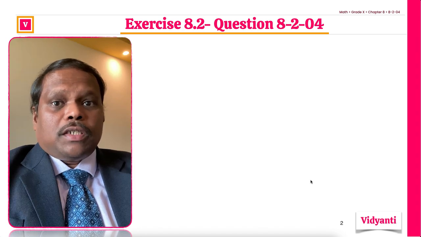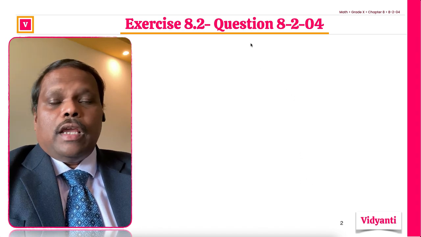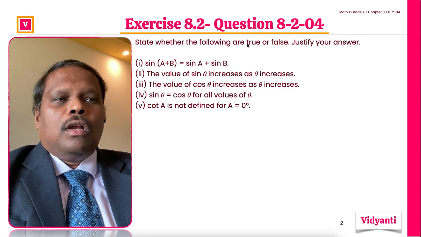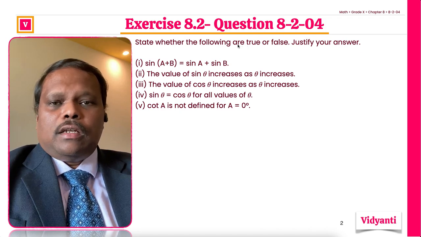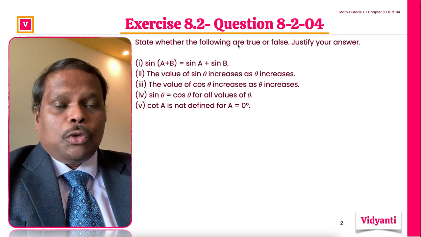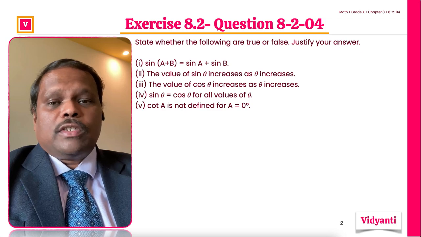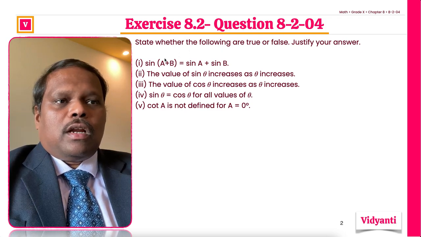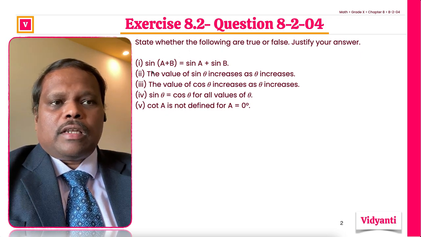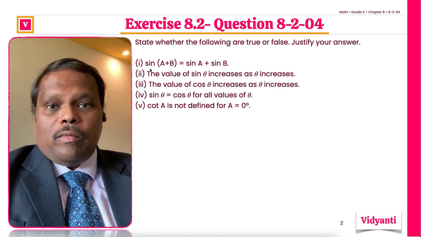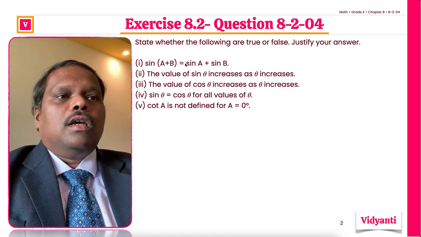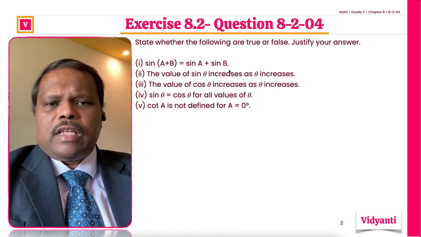See the next question in this series, question 8 to 4. We are supposed to write whether the following are false, and it's supposed to give some sort of justification. There are 5 statements. Let's start with the first one. Sine of bracket a plus b is equal to sine a plus sine b.